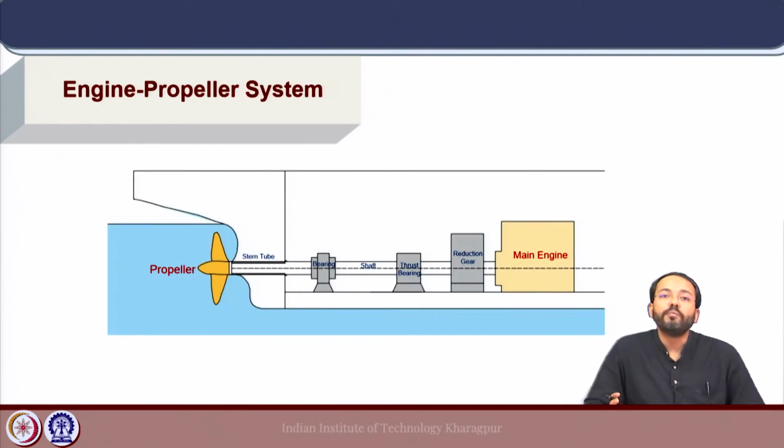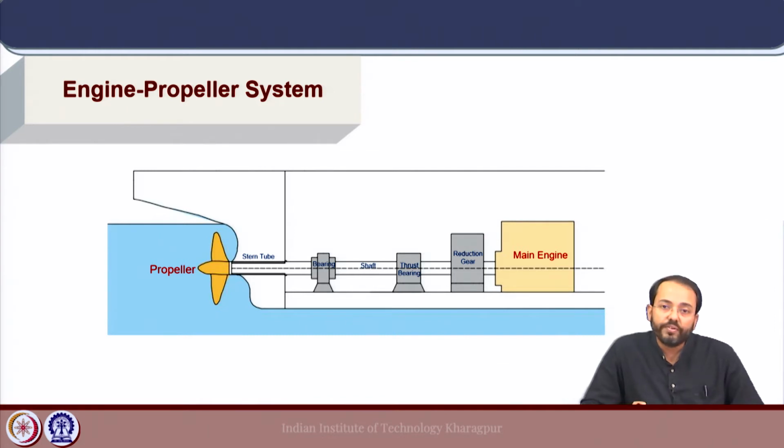This diagram shows the engine propeller system for a ship, which was shown in hull propeller interaction class, and here we have the main diesel engine which is connected to the propeller via a shaft, and there is a reduction gear shown, which I mentioned is optional depending on the type of engine, and the thrust bearing is transmitting the thrust which is generated by the propeller to the hull.